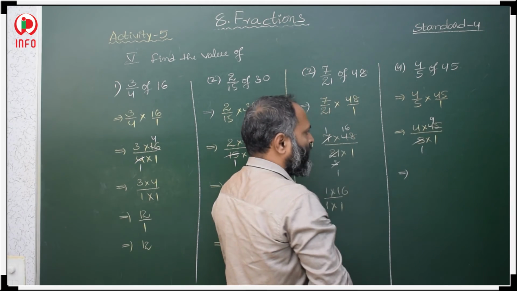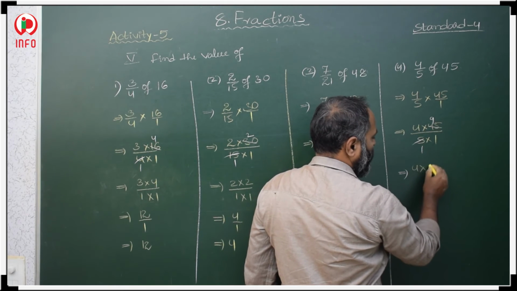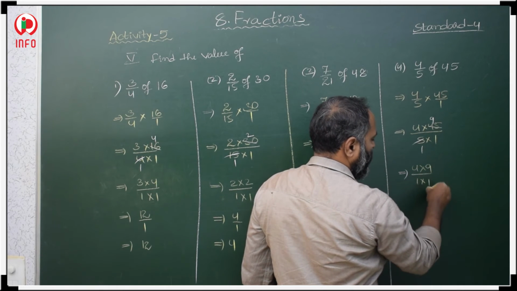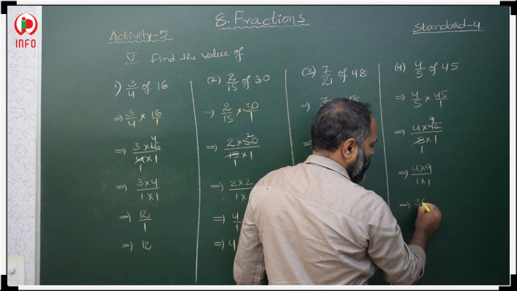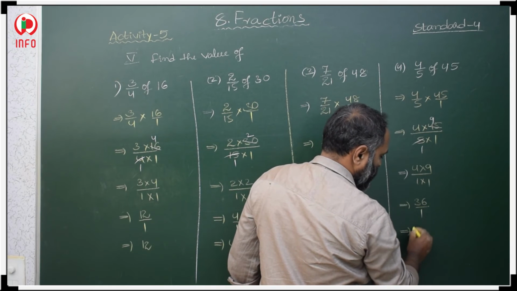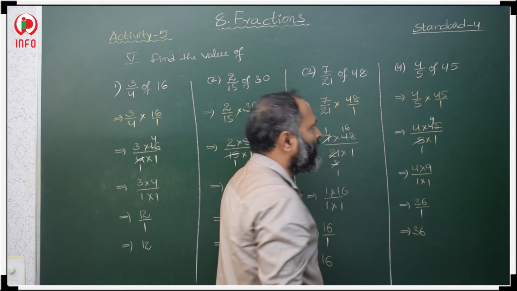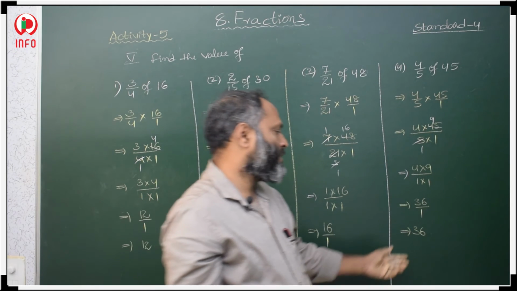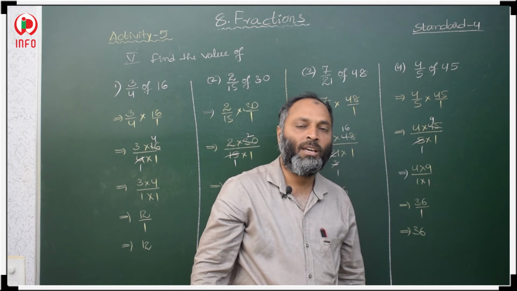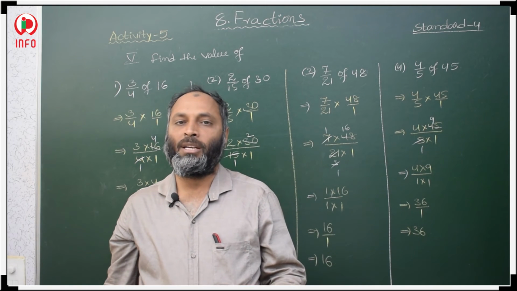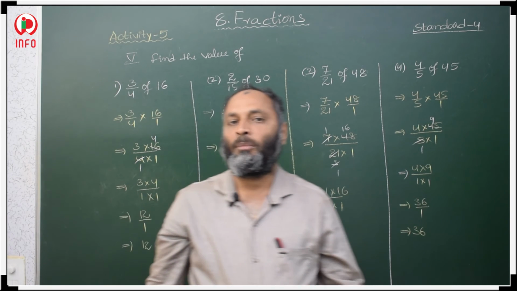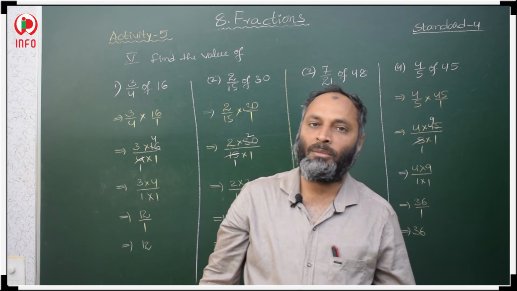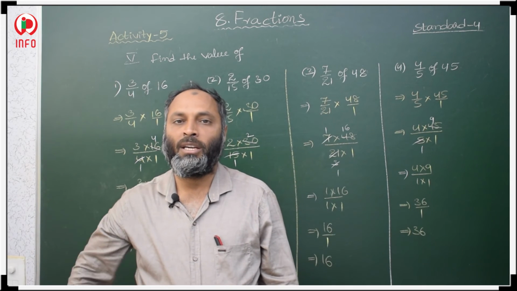Then what is left in the numerator? 4 into 9 by 1 into 1. 4 nines are 36, 1 ones are 1. 36 by 1 is 36. 4 by 5th of 45 is how much? 36. Okay. "Of" means we have to keep the multiplication sign. So then the multiplication procedure we have to follow.